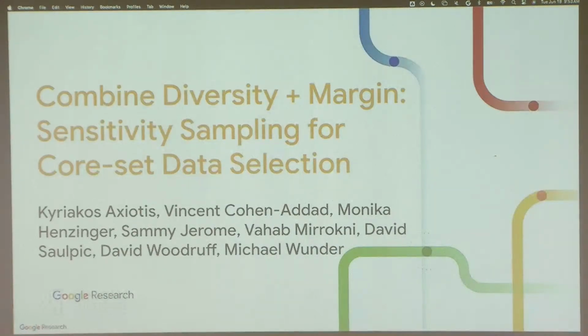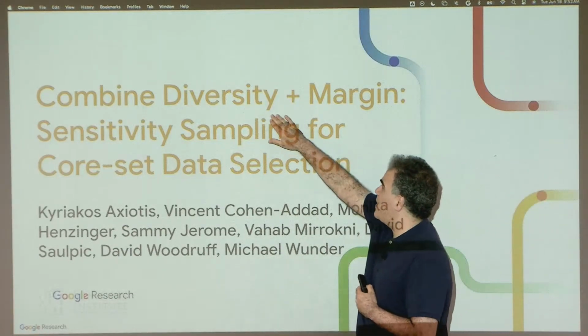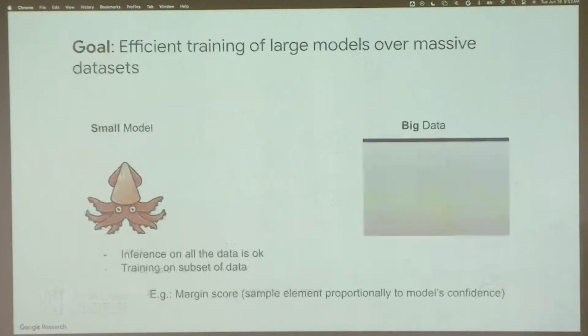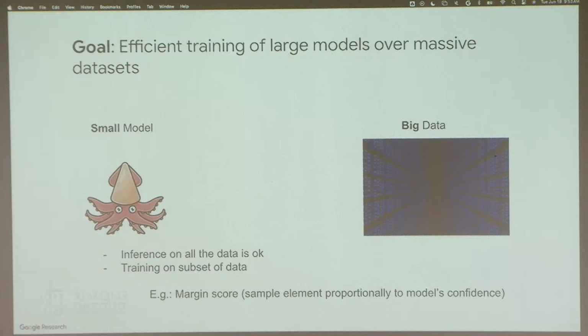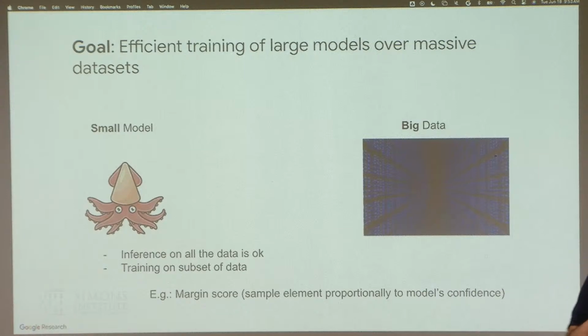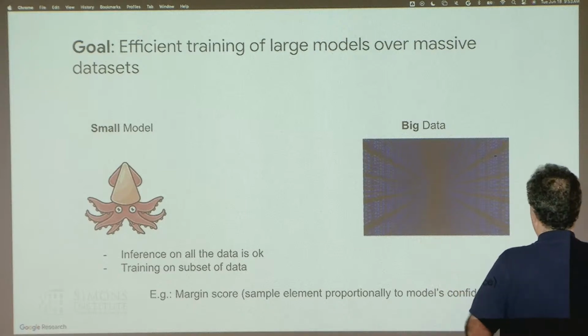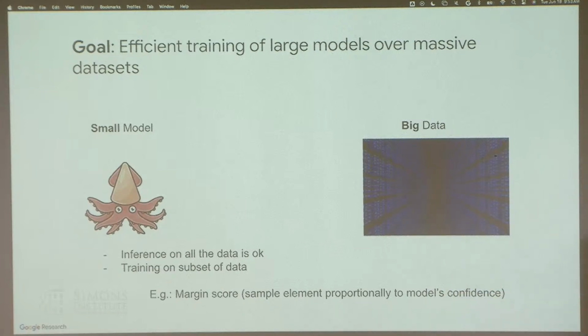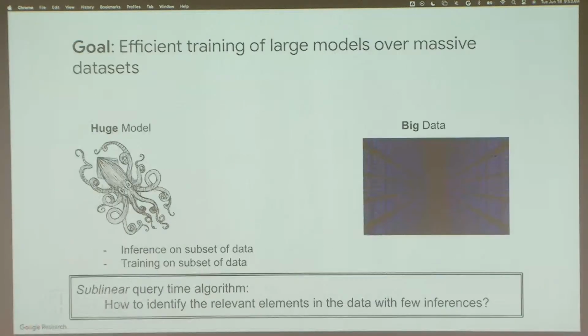So this is the paper that's going to appear in ICML. It's combining diversity and margin sampling. The general idea here is that for small models, margin score may be useful. So we can keep sampling the points that have better marginal value, and that's a submodular function. That's maybe a basically reasonable approach.